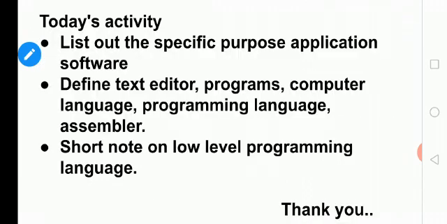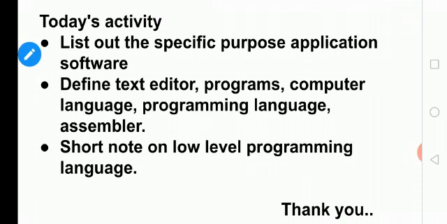Now we reach the last topic, that is today's activity. List out the specific purpose application software. Just list them out, no need to explain. You just have to know where each is used. Then define text editor. You have to write what is text editor, what is program, then computer language, programming language, and assembler. You have to write the definition of all of these.